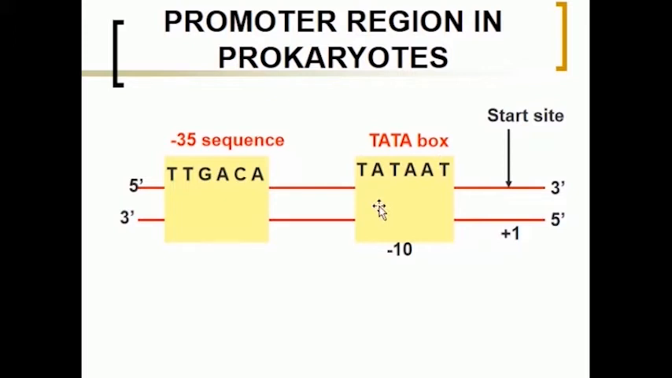What is the Tata box? It is rich in thymine and adenine, TATAAT. So it is rich in TA sequence, and we call it the Tata box, which is present in the -10 region, or upstream by 10 nucleotides from the start site. One more region is called the -35 sequence, 35 nucleotides upstream from the start site. These regions are called the promoter region.